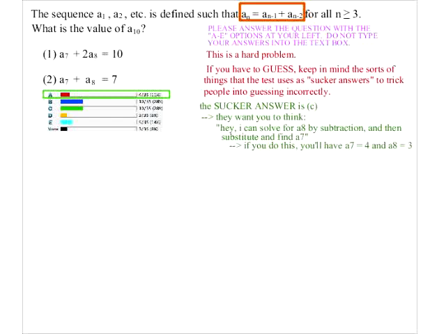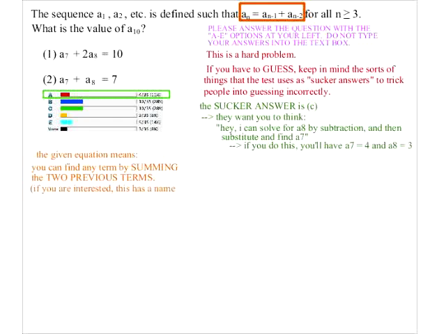It's the sum of the two previous terms, right? The given equation means that you can find any term by summing the two previous terms. Yes, this is like the Fibonacci sequence. It is not the Fibonacci sequence because you're not given 1 and 1 as the first two numbers, but if you're interested, this has a name that you can Google. It's called the Fibonacci sequence, spelled like, it's an Italian name, so it's a little bit hard to spell.